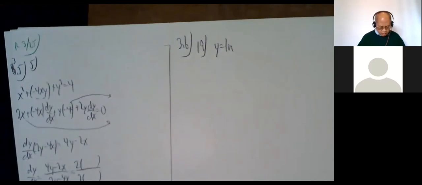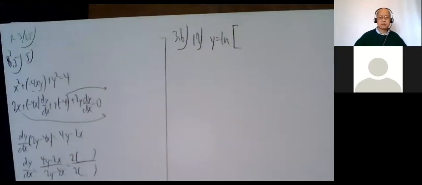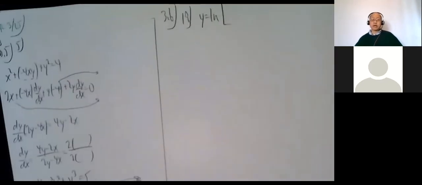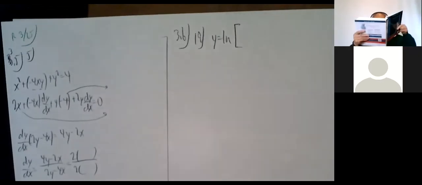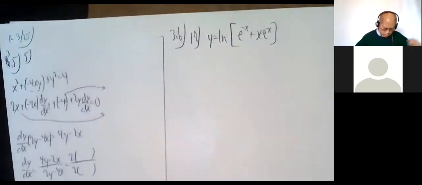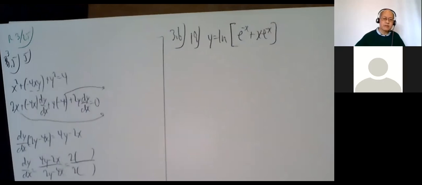Y equals ln. And trouble again is I can't see it unless I raise up the book, which is heavy. E to the negative x plus x e to the negative x. Okay, and then not only that, I got these wires, so I just might end up tangling myself up here.